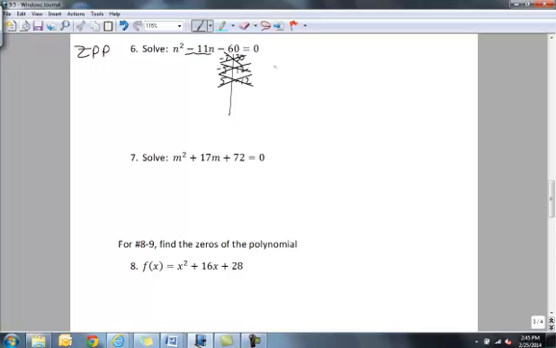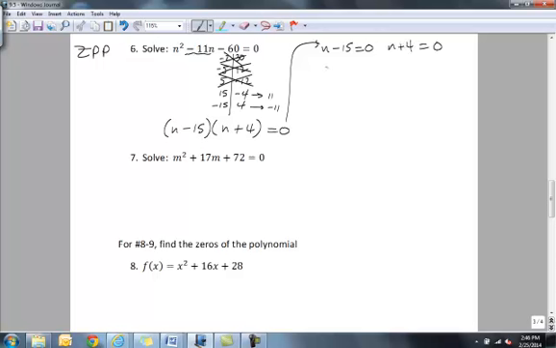Did you figure it out? Have you thought of it yet? This is where knowing your multiplication tables does make a difference. What if we tried 15 times negative 4? Check it out. 15 times negative 4 is negative 60. And when you add those, you get 11. Yeah, we're off by a sign. So if I just make it negative 15 times positive 4, still the product is negative 60, but the sum is negative 11. So here's how this looks. n minus 15 times n plus 4 is equal to 0. I come up here and I use the zero product property. I say that n minus 15 equals 0, n plus 4 equals 0, and then I solve. n is equal to 15, n is equal to negative 4.